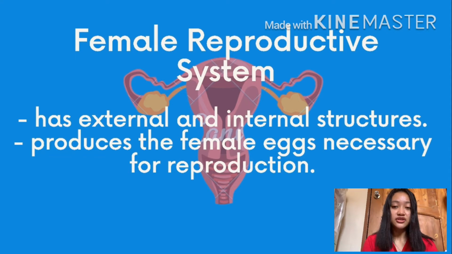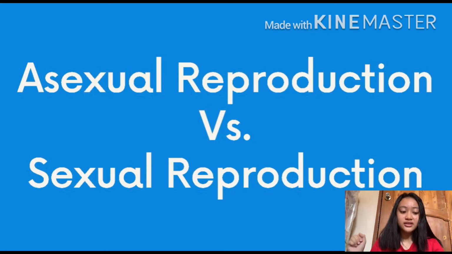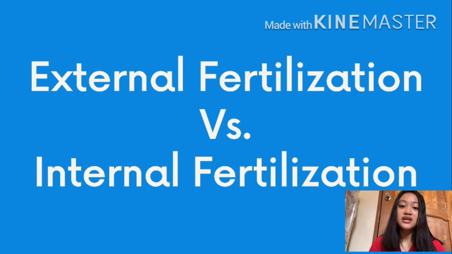The external structure of the female reproductive system has the purpose of protecting the internal genital organs from infection by organisms. Asexual reproduction produces offspring genetically identical to one parent, while sexual reproduction means combining genetic material from two parents. Now, external fertilization versus internal fertilization.